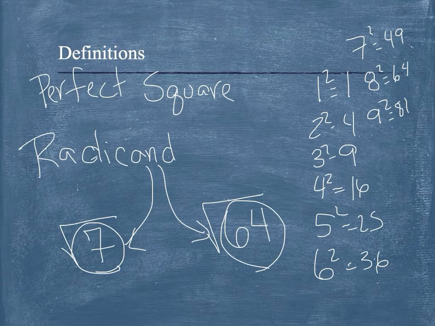So I'm taking the square root of 64. This is the opposite of a squared. So I have 64 right here, so the square root is equal to 8. Therefore, 64 is a perfect square. 7 is not in any of these lists here, so 7 is not a perfect square.